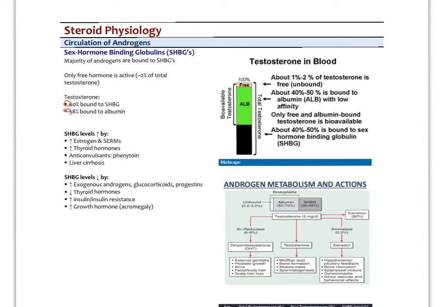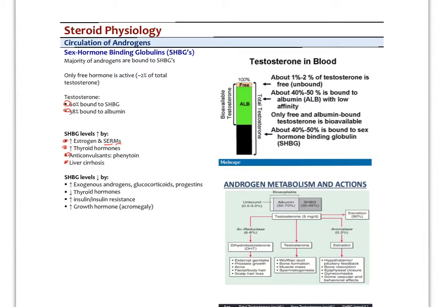Sex hormone binding globulin levels will be increased by estrogen and any selective estrogen receptor modulator, if they're taking medications for that. Increased thyroid hormones will also increase it, like in hyperthyroidism. And this would result in more testosterone being bound to sex hormone binding globulin, potentially causing less testosterone to be available to the tissues. Different drugs like anticonvulsants, phenytoin is a good example, and then liver cirrhosis, which tends to decrease the clearance of estrogen, allowing estrogen to build up, but also raise sex hormone binding globulin.